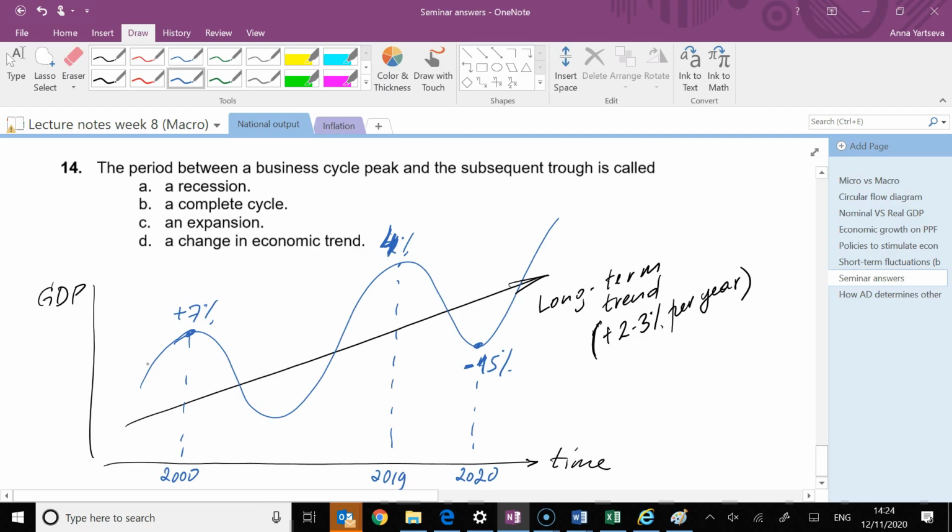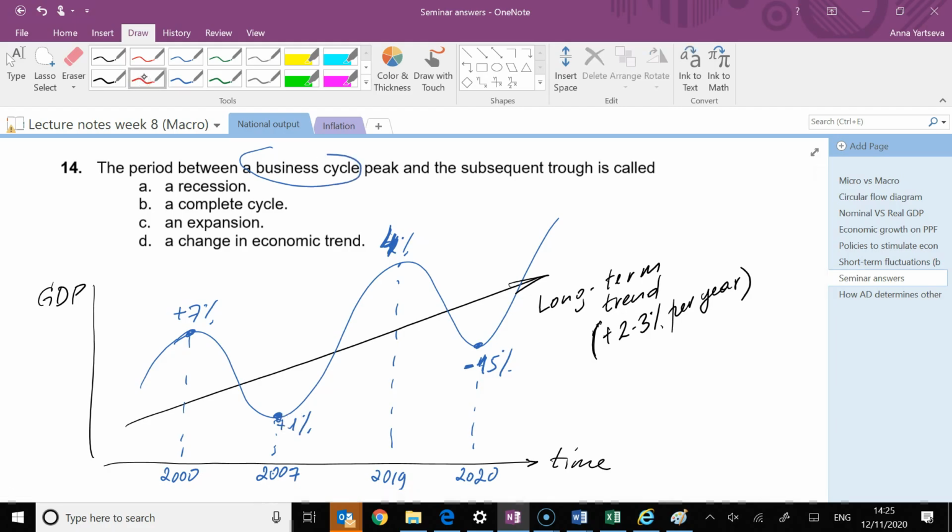In some years, we grow at a rate above the trend. In some years, we still grow, but at a lower rate. For example, let's say in 2006 or 7, we have grown, but the rate of growth was lower than the long-term trend, the long-term average. So generally, our GDP in each particular year fluctuates around this trend. Sometimes we grow quicker, sometimes we grow slower. And the pattern of these fluctuations around the trend is called the business cycle.